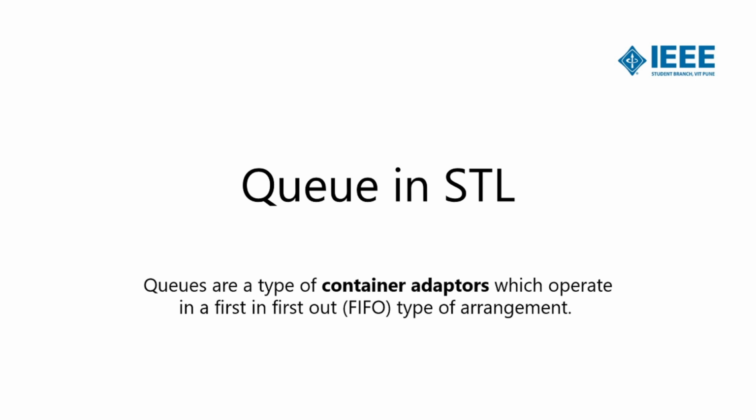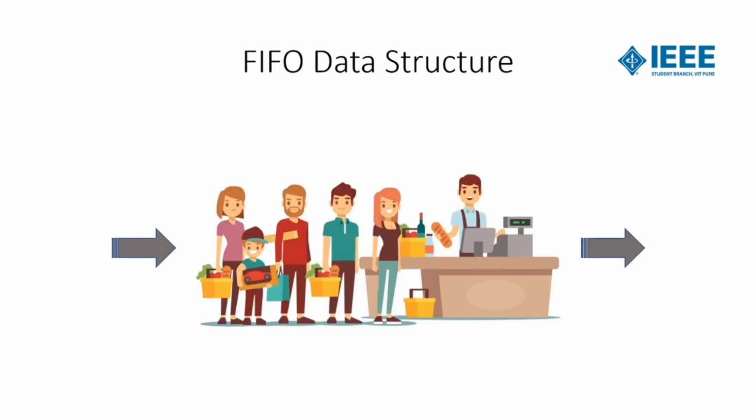An easy way to visualize the FIFO structure is by taking the example of a disciplined queue in a supermarket. The first person to come at the counter is the first person to leave the counter. In the same way, the first element to be inserted in a queue will be the first one to come out of the queue.